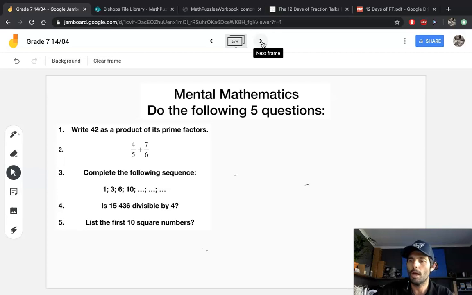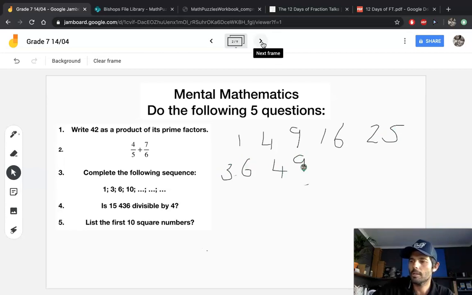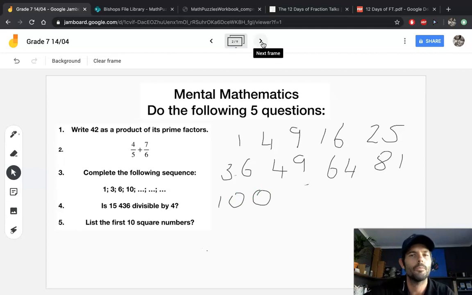So 1 times 1 is 1. 2 times 2 is 4. 3 times 3 is 9. Then 4 times 4 is 16. 25 for 5 times 5. 36 for 6 times 6. 49 for 7 squared, 8 squared is 64. 9 squared is 81. And 10 squared is 100. Okay, well done if you got those, guys, and if you remembered the principles that we had spoken about before.